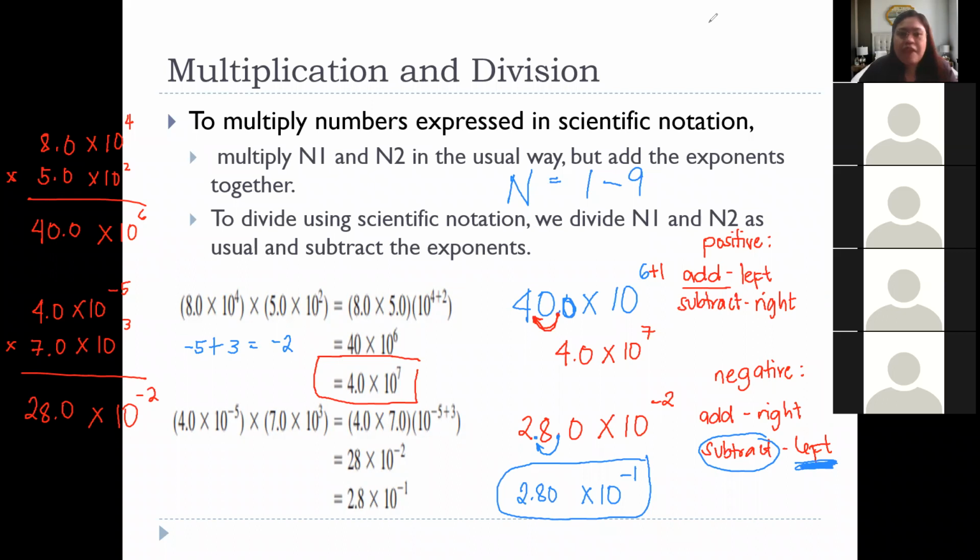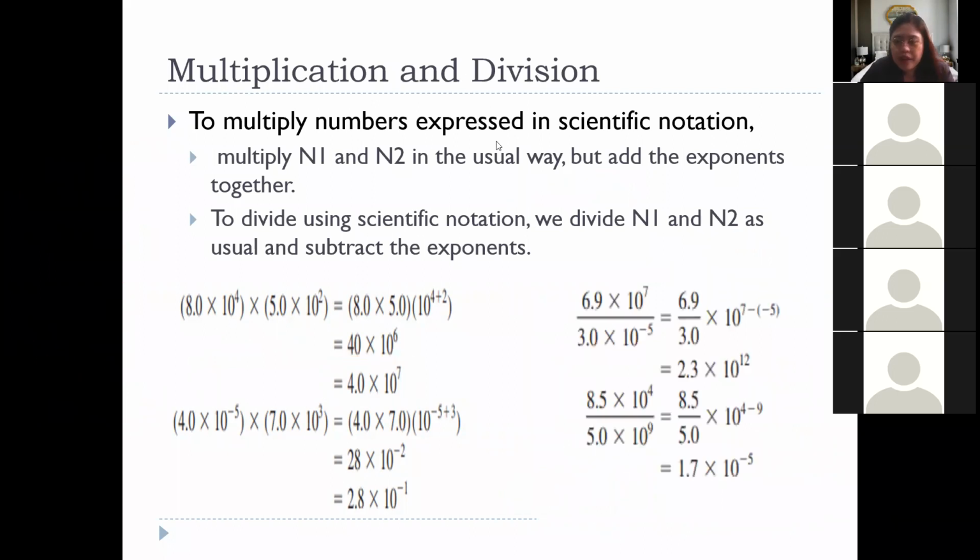Okay, so let us have an example for the division. In division, this is how we do it. We have the first example here, and this one is the second one. So what are we going to do? We have 6.9 times 10 raised to the power of 7 divided by 3.0 times 10 raised to the power of negative 5. What we do here, class, is divide.